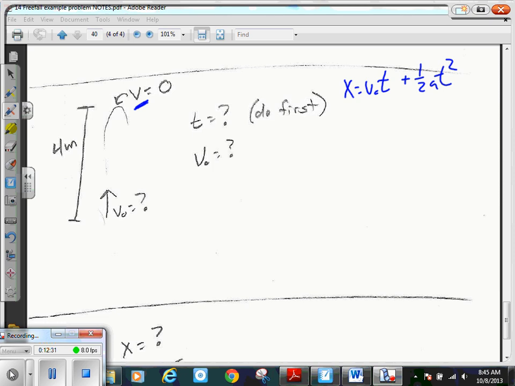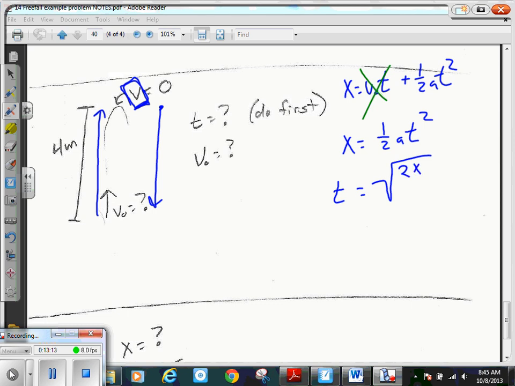The nice thing about this is there's only one v in there, and the v is v sub naught. This v is final, but I can make it initial, right? Because I can do whatever I want with my problems. So instead of saying that I'm going up, I'm going to climb up here and pretend like I'm going down. Because I can do that. Which then conveniently gets rid of that. So my formula becomes x equals 1/2 at squared, and t then equals the square root of 2x over little g.